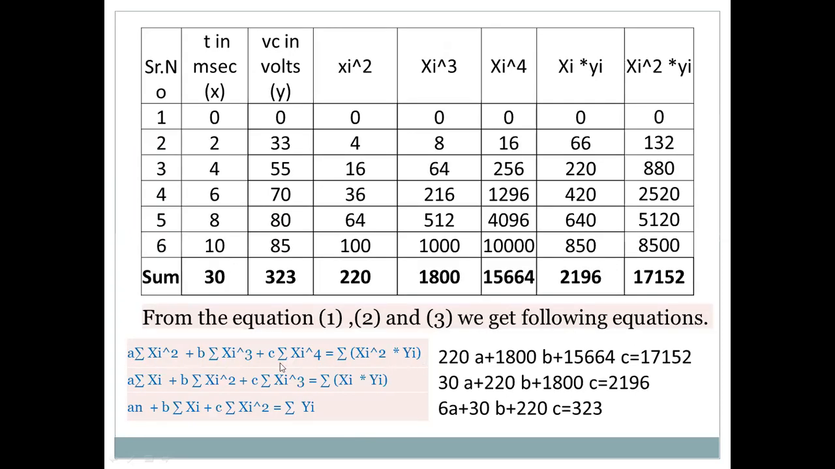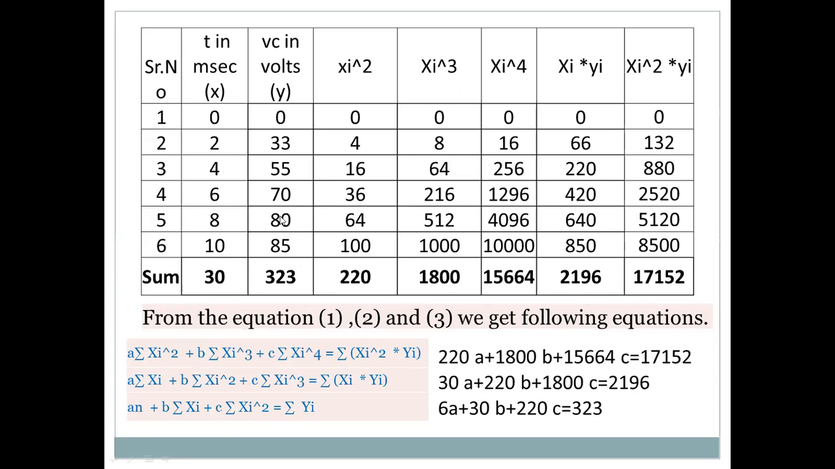Now, as per the normal equations of the least square approximation for fitting a second order curve, it is necessary to calculate sum of x, sum of y, sum of xi square, sum of xi cube, sum of xi raised to 4, sum of xi into yi, and sum of xi square into yi.